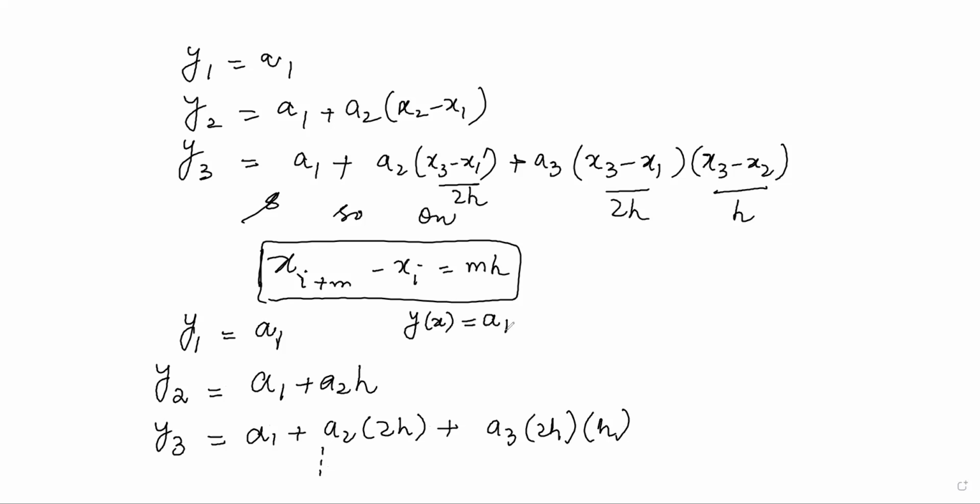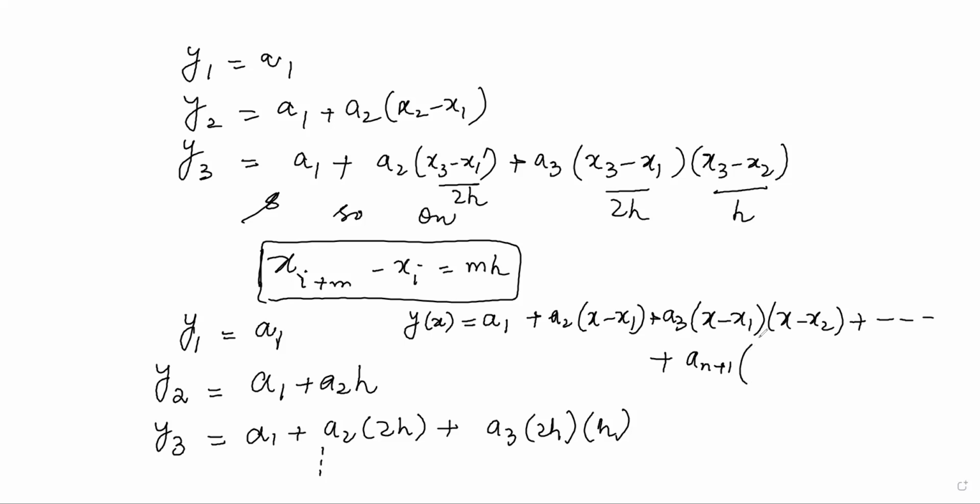If you look at the forward polynomial which we had assumed, it was y of x is equal to a1 plus a2 (x minus x1) plus a3 (x minus x1)(x minus x2) plus so on, plus a(n+1) (x minus x1)(x minus x2) so on into (x minus xn). Okay, so this is the first value of y, this is the second value of y, this is the nth value, n plus 1th value of y.